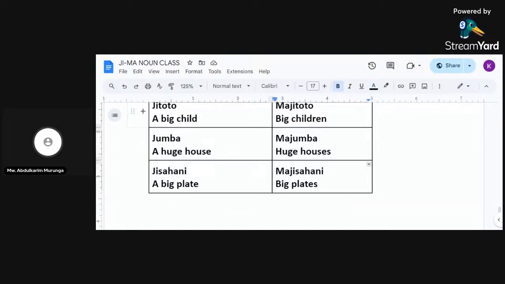Otherwise, you don't use this word on people. You can't say jitoto. The child will feel offended actually. If you tell the child, wewe jitoto, the child will feel offended.